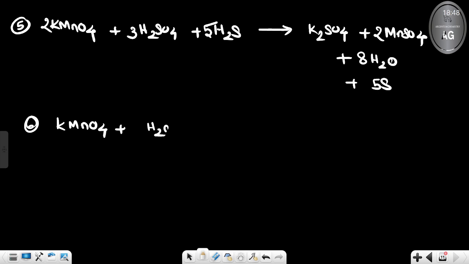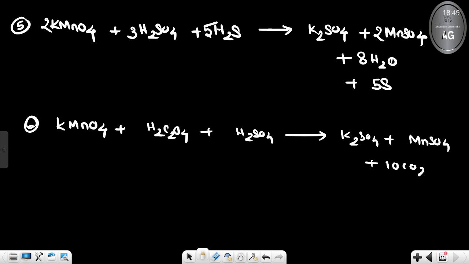KMnO4 plus H2C2O4, titration also you have done, plus H2SO4 forms K2SO4 plus MnSO4 plus 10 CO2 plus 8 water, right? 10 CO2 means 5. 10 CO2 means 5, right? And K2SO4 means 2 here, 2 over here. Sulfate how many? 3. Done. Clear? So these are the reactions that you have to read from this chapter.